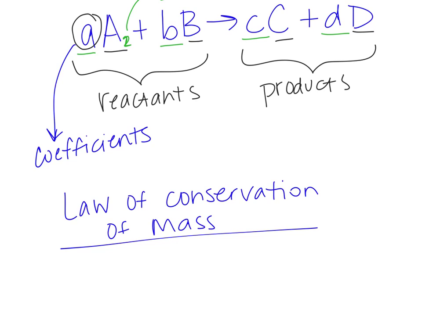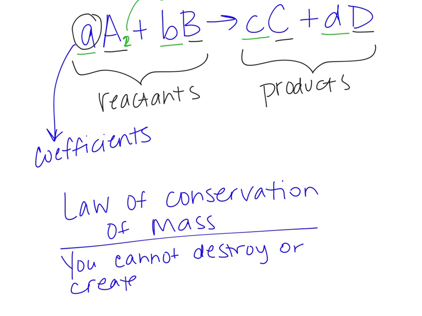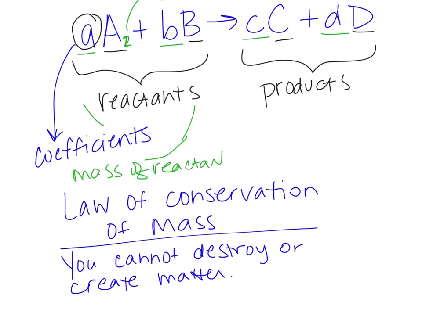All right, so there's a law called the law of conservation of mass. And the law of conservation of mass says you cannot destroy or create matter. And so what that means for chemistry and balancing equations is that the mass of the reactants has to equal the mass of the products, right? So over here I'm going to write mass of reactants has to equal the mass of the products. That's the total mass. So that's all the products and all the reactants added together.